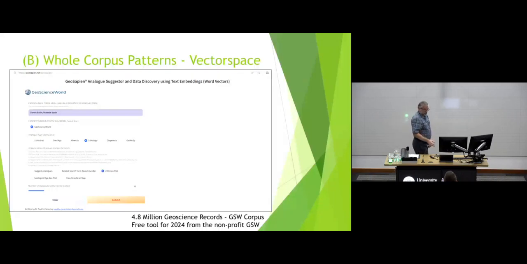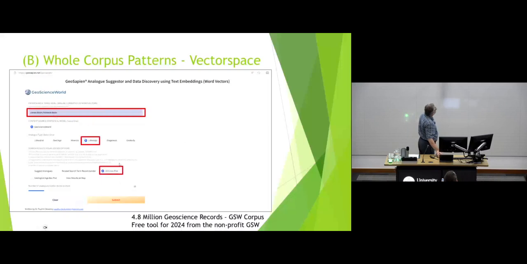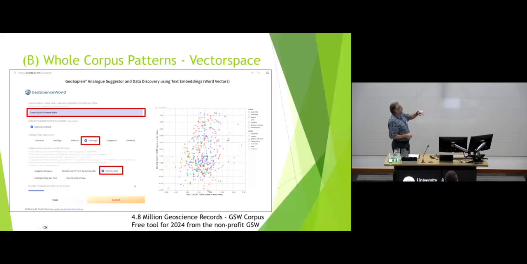So here's an example where I'm comparing the Llanos Basin and the Putumayo Basin. I want to look at lithology, a 2D cross-plot. The Llanos Basin is on the x-axis, the Putumayo is on the y-axis. So as lithologies plot further to the right, they're closer to the Llanos Basin. As they plot further to the top, they're closer to the Putumayo Basin.